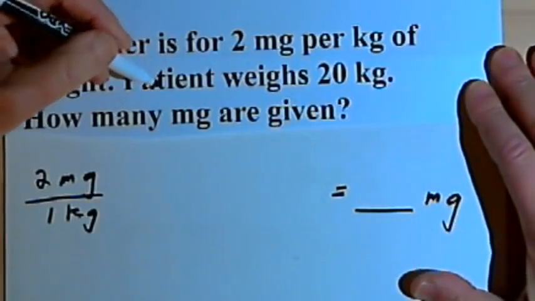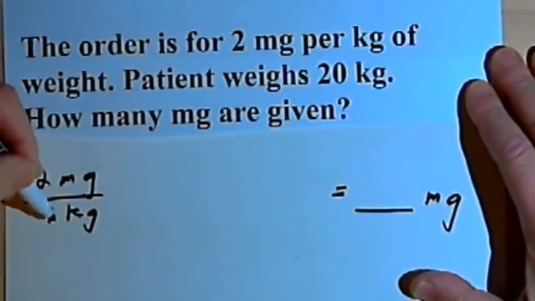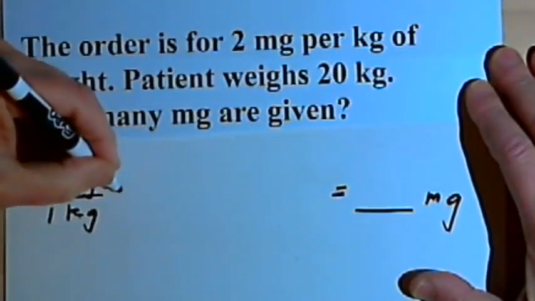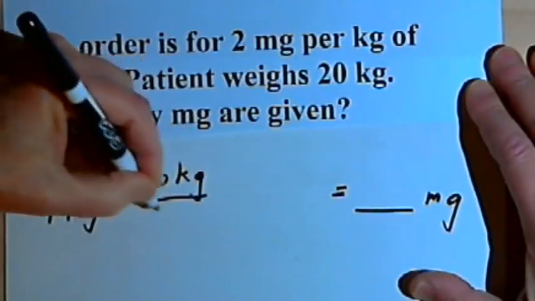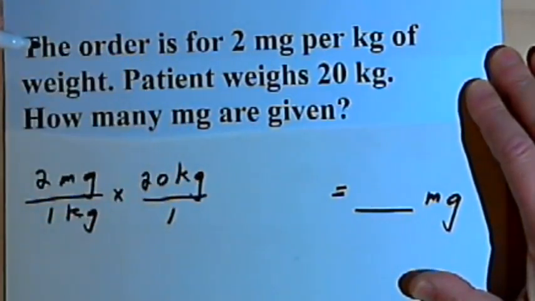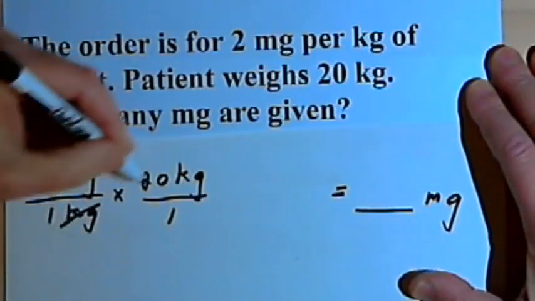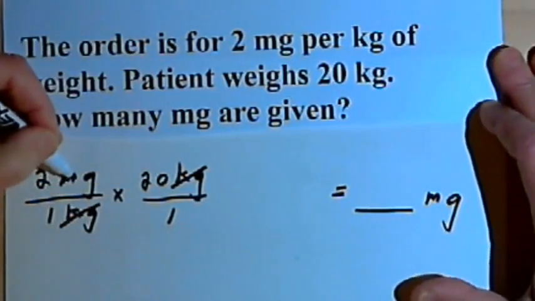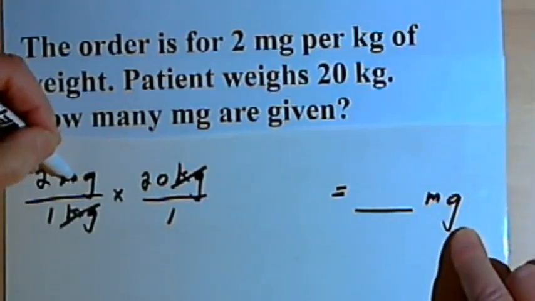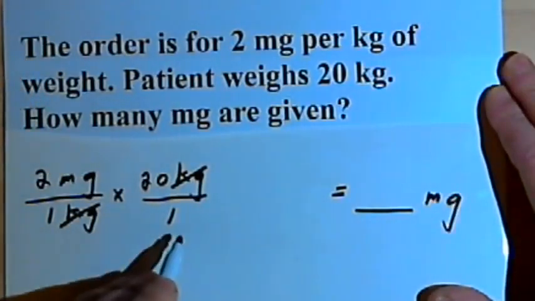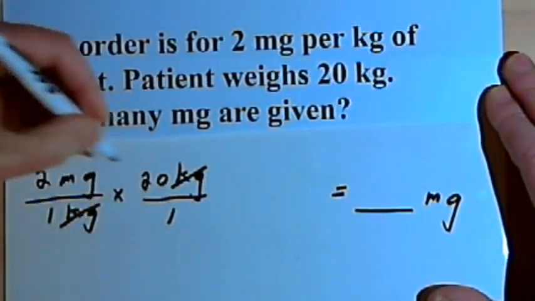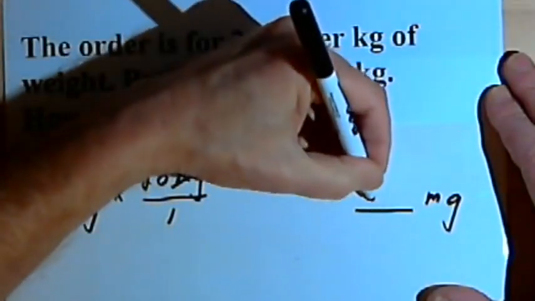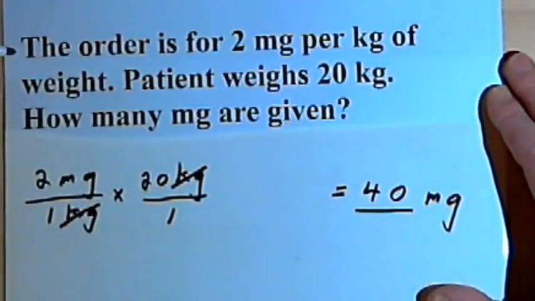And then what we're going to do is multiply the order amount by the patient's weight. So that's going to be 20 kilograms, and we'll just put that over 1 so we can keep everything as a fraction. And then we'll cancel out whatever units we can. Well, we can cancel out the kilograms. We're left with milligrams, which is fine. That's what we want. We've got only ones in the denominator, so we can just multiply across to get the answer. That's 2 milligrams times 20 is 40 milligrams.